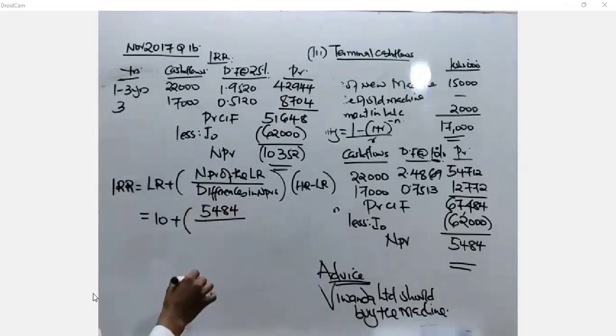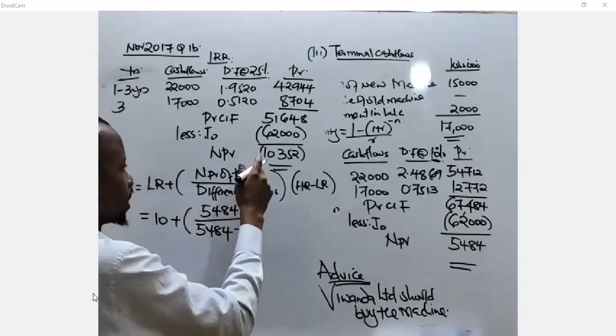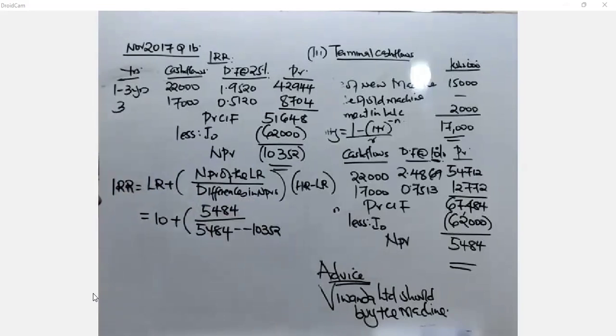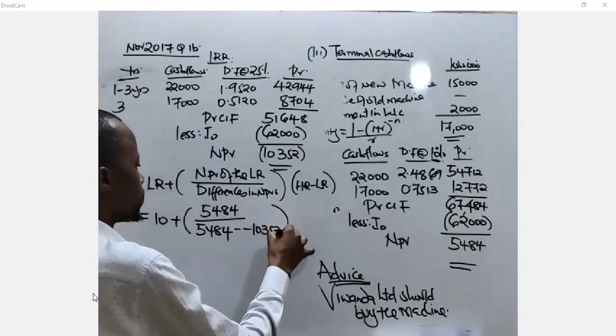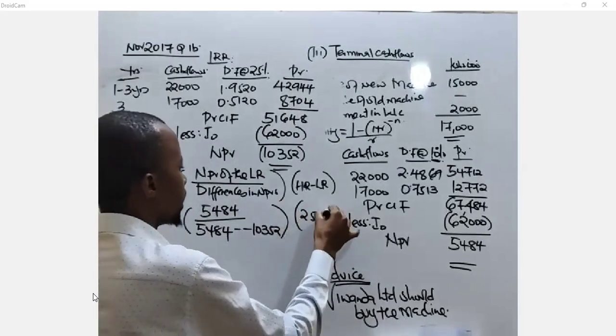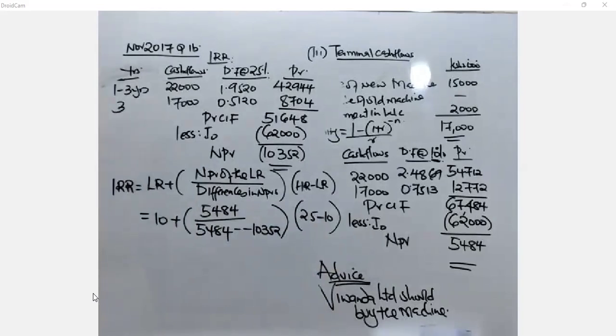So in this case, it will be 5484 minus 10352. Then you close these brackets. Then you take the higher rate, which was 25 minus 10. So how much is this? It will be 5484 plus, this becomes positive 10352.